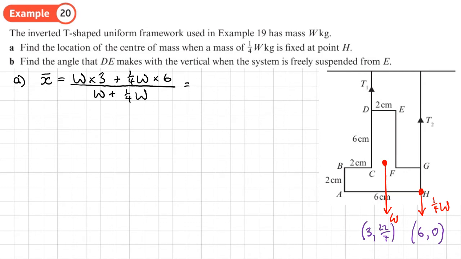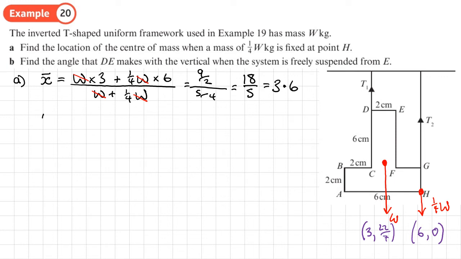So all of the W's are going to cancel out like this. And what we'll have is 9/2 divided by 5/4. And that gives me 18/5. And that's 3.6.